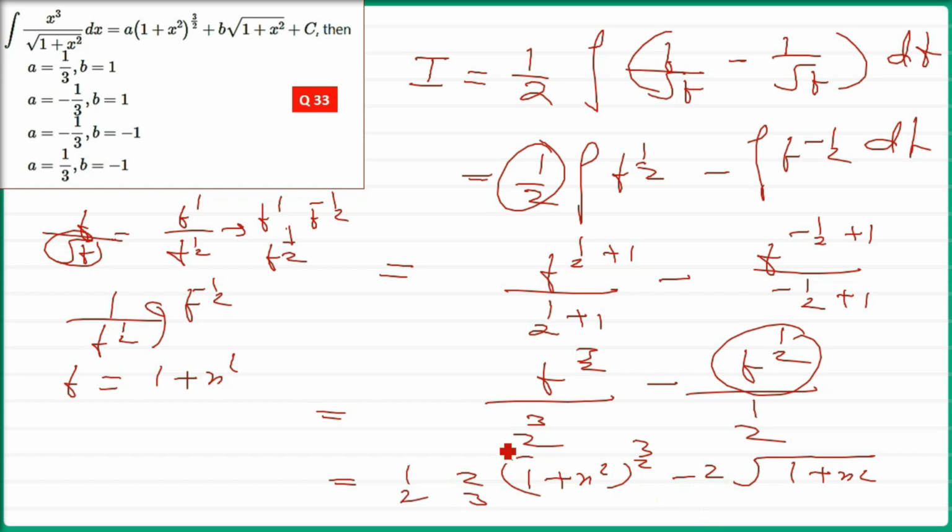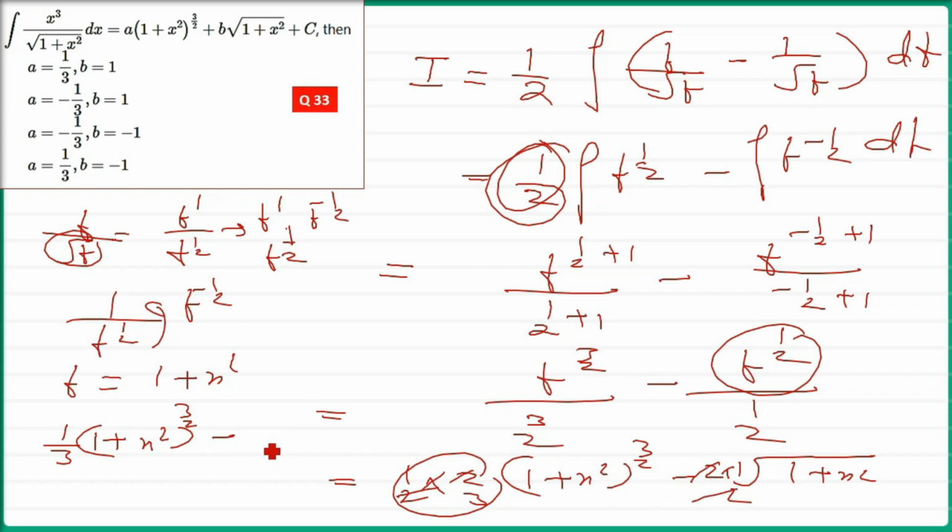I still didn't tell you to multiply it by half. Actually I'm doing it right now. So 2 gets cancelled, 1 by 3 will remain. In the second term 2 gets cancelled, only 1 will remain. So I'm writing the final result because I have to match it with the right part of the question being given. So 1 by 3, 1 plus x square raised 3 by 2 minus the root 1 plus x square.